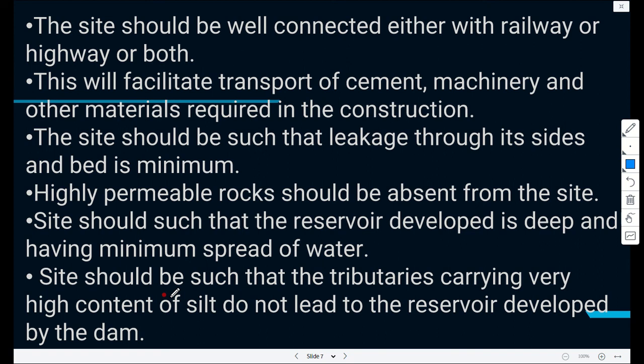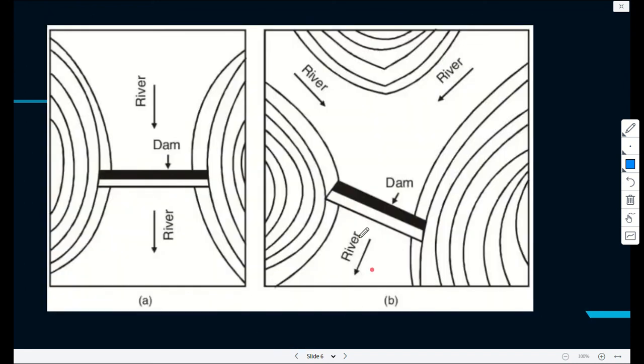Then we're saying the site should be such that tributaries carrying very high content of silt do not lead to the reservoir developed by the dam. This is the ideal scenario, but very difficult actually, because in recent years, one of the problems with our dams is what is called siltation.